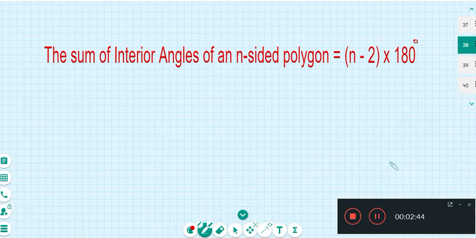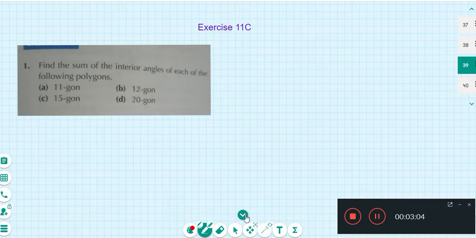So for any polygon, the sum of its interior angles will be equal to n minus 2, where n is actually the number of sides of this polygon, n minus 2 multiplied by 180 degrees. So we apply this formula in the questions of exercise 11C. Exercise 11C, question number 1. Find the sum of the interior angles of each of the following polygons.